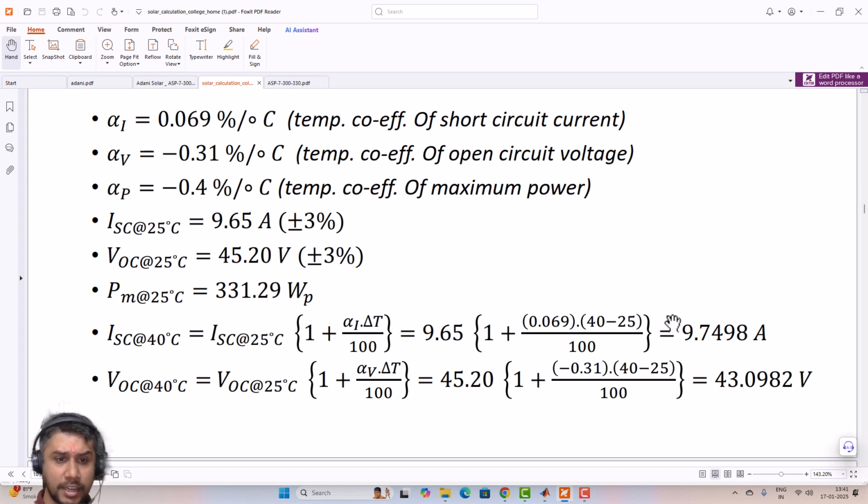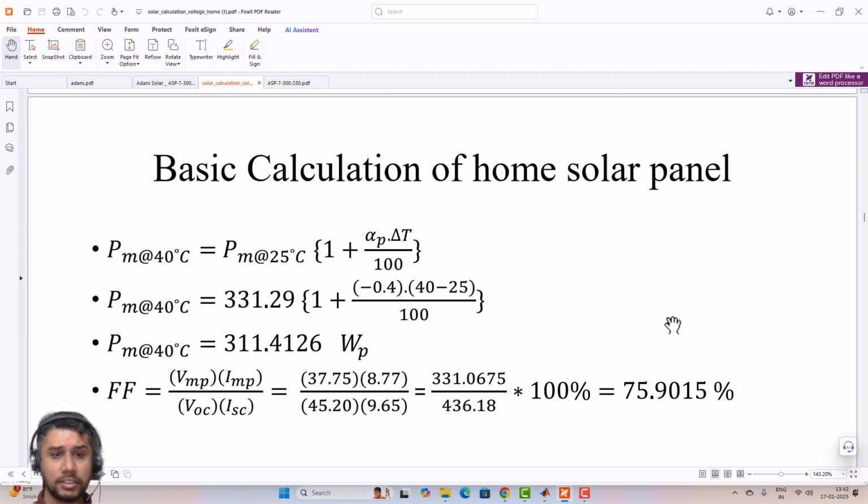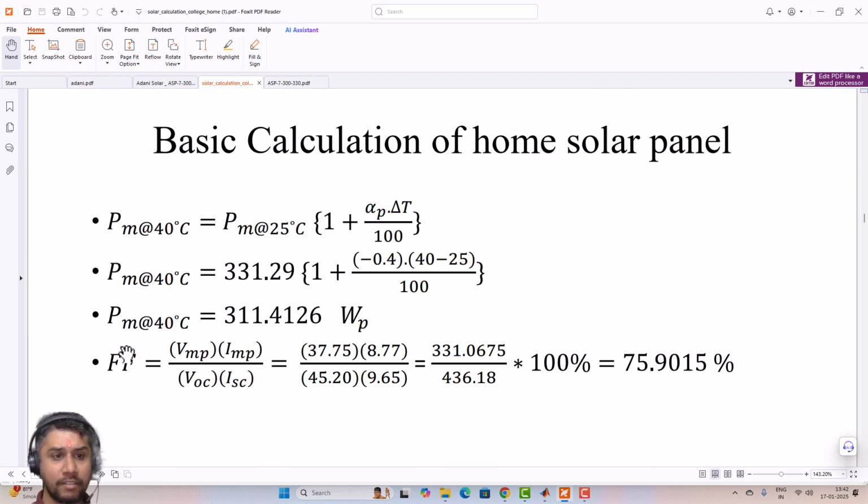As the temperature increases, current increases but voltage reduces, so ultimately power reduces. In case of lower temperature, current reduces, voltage increases, and since power is the product of voltage and current, power again reduces. So the value of power at 40 degrees Celsius is 311.4126 watt peak with the help of this calculation.